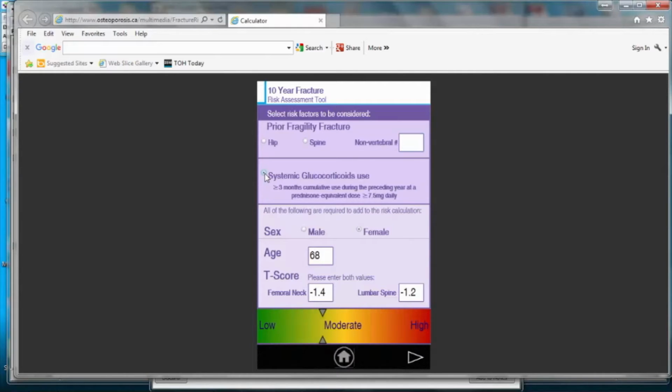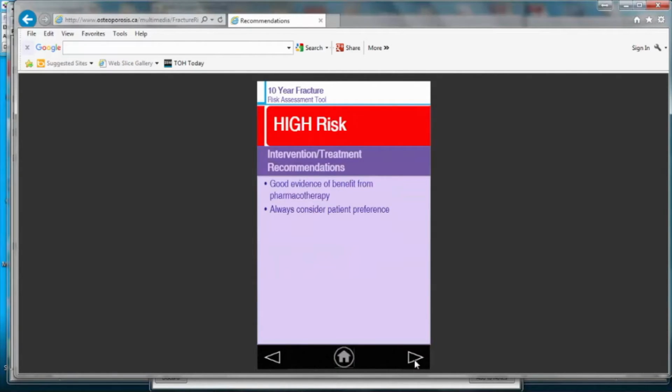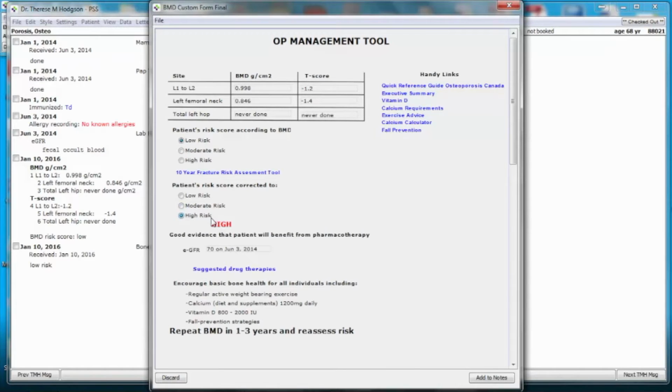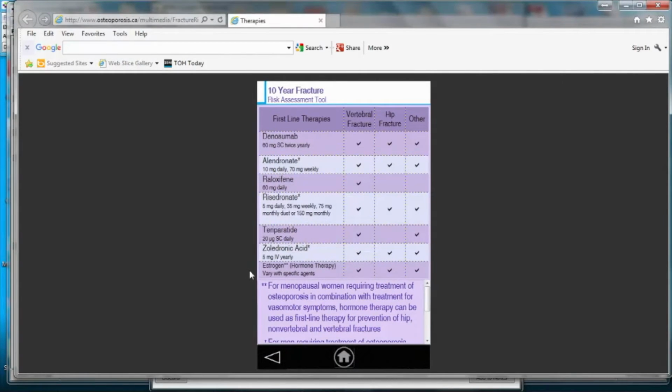If she was on systemic steroids, meaning the cumulative use during the preceding year at an average dose of greater than 7.5 milligrams daily, that brings her to moderate risk. But if, unfortunately, she sustains a wrist fracture, that brings her up to high risk. And we know that with the high-risk patient, there's good evidence that the patient would benefit from pharmacotherapy. Let's go back to our custom form. So our patient was low risk, and we deemed her to be at high risk. Well, this brings the information from the chart of the last eGFR, and also brings you to the first line choices of pharmacotherapy.